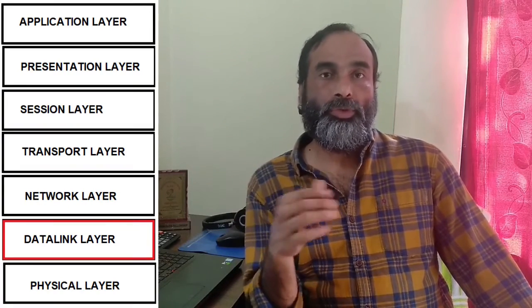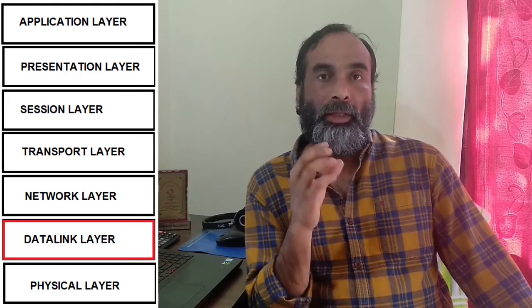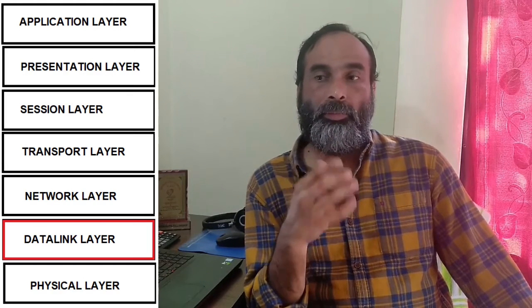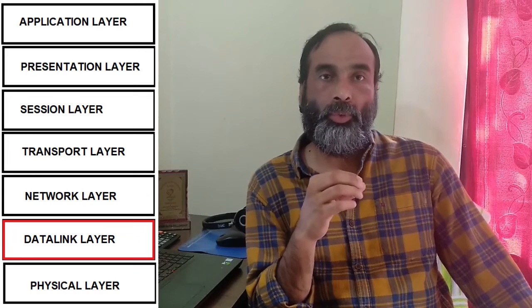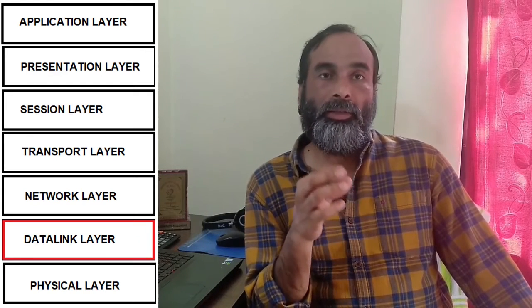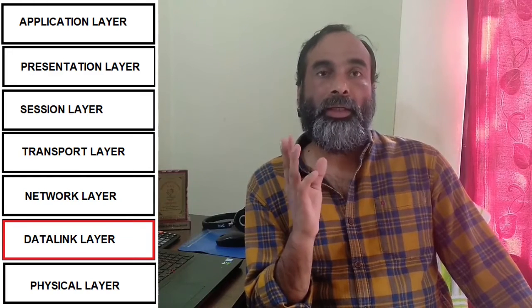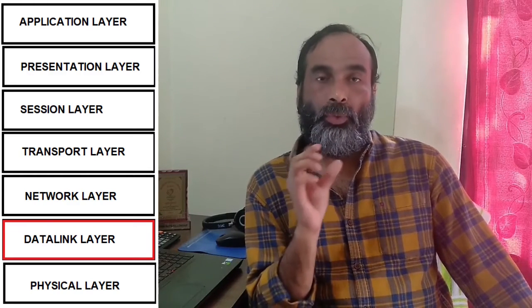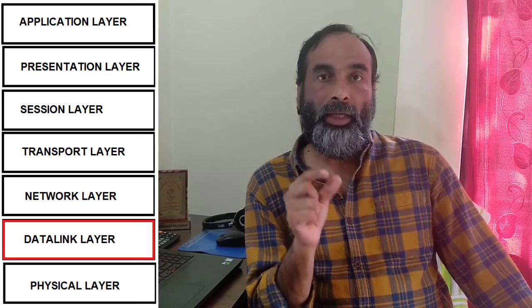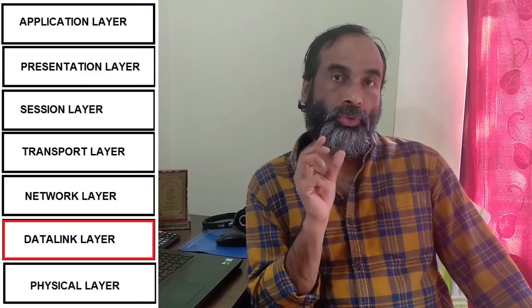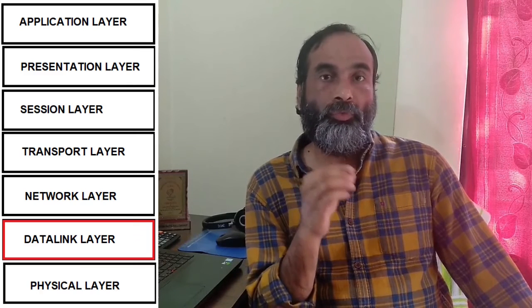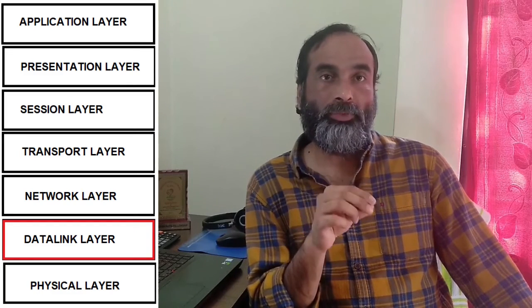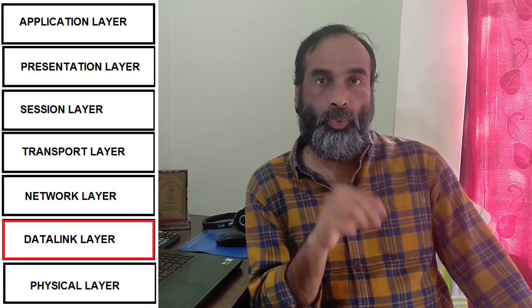Next we will see what the data link layer is. The data link layer is the layer which makes sure that the data is sent from one node to another node. When you type something and send data to another computer, first you send the data to the router. This is the responsibility of the data link layer: how to reach from one point to another point.